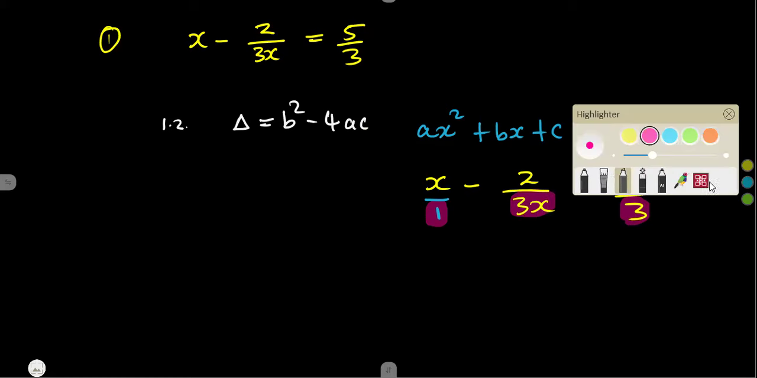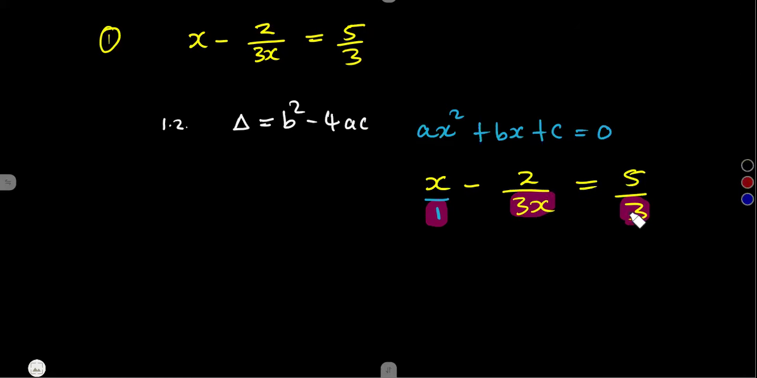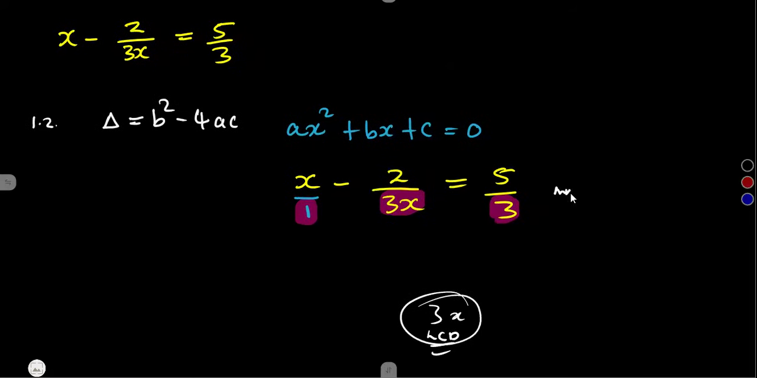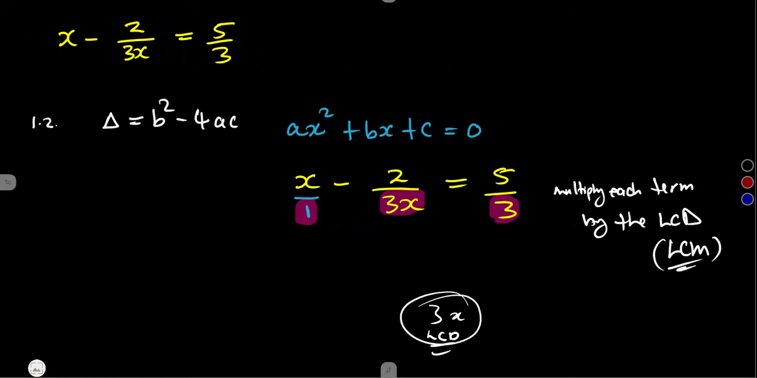It is going to remain as 3, guys, because 3 is common here. So you're going to have 3. Then in terms of x, we only have x here, so we just take it as it is. So this is going to be our lowest common denominator, our LCD or LCM, that we are going to use. Remember, to remove fractions, we need to multiply each and every term by the LCD.